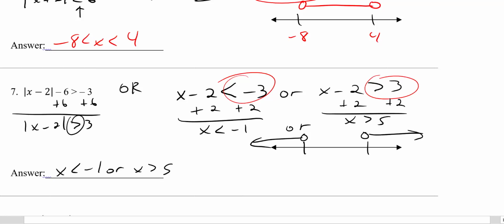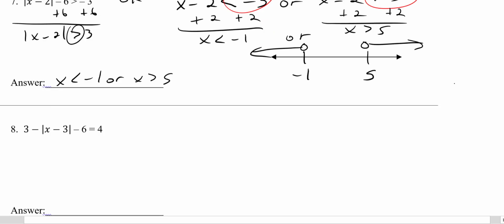So even before I started this problem, I could have done this. I know that's what it is. If it's an or problem, I know it's going to go that way. Always. Okay, there's no question about it. So then I just put these numbers here, negative 1 and 5, and I'm done with the problem. Okay? So you can't make a mistake on this if you follow the rules every time.